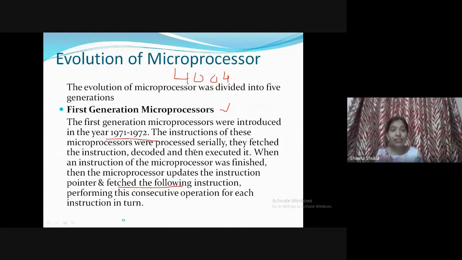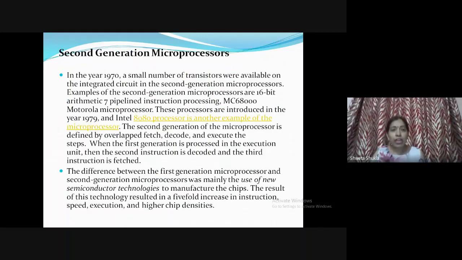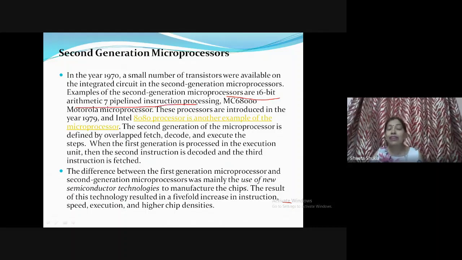Okay, then comes the second generation microprocessor. The second generation microprocessor is normally 16-bit, as you can see from here. They have 16-bit arithmetic and pipeline instruction processing. Now pipeline instruction processing means the processes of fetch, decode, and execute work simultaneously. Simultaneously means that when the first instruction is fetched, then while the first instruction is decoding, the second instruction will be fetched. So this is actually called pipelining of instructions.